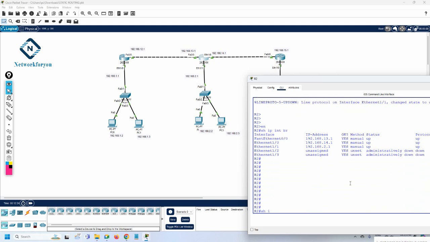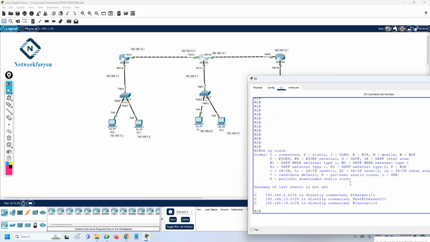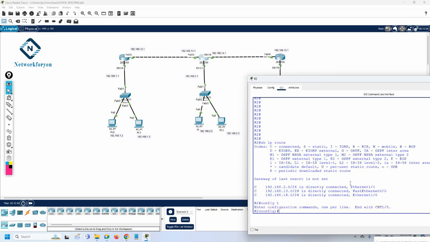Now let's check whether the routing is there or not. So I will write show ip route. Here also same issue. We don't have the static route. Maybe you configured it and forgot to save the configuration. Maybe that is also one of the reasons why we don't have the static route. But anyhow, let's do the configuration.